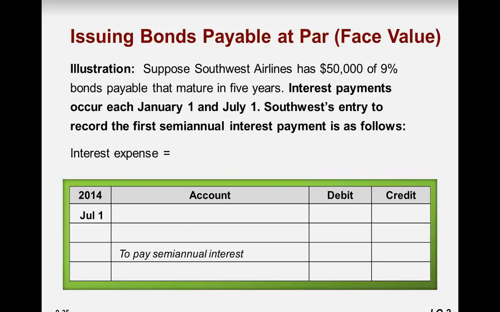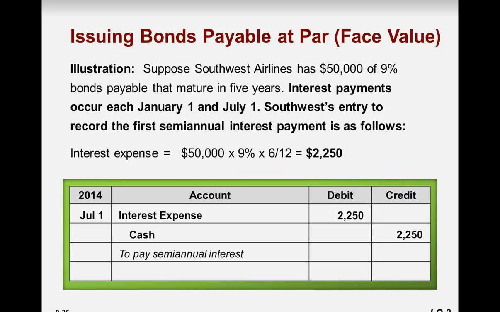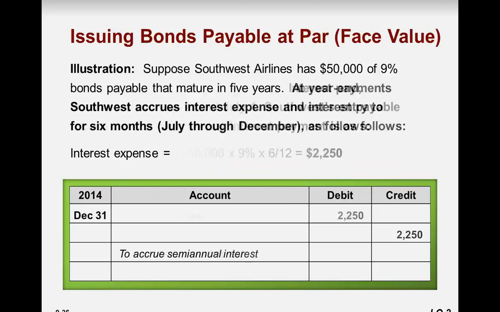If this is a semi-annual interest payment, and we want to record the first semi-annual interest payment, then we would take the $50,000 times 4.5% for the 6 months, or we could take $50,000 times 9% times 1/2 for our interest payment. Our interest expense would be $22.50, and this would be a cash payment interest of $22.50.